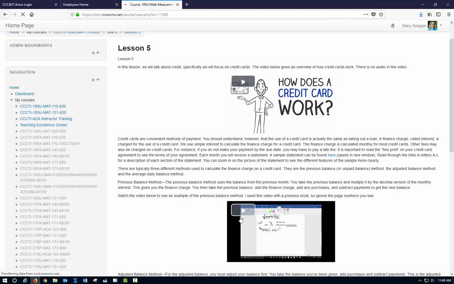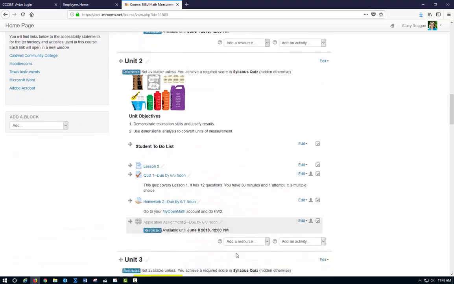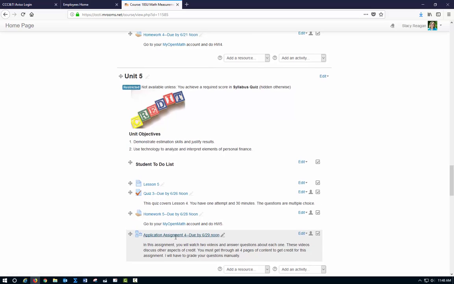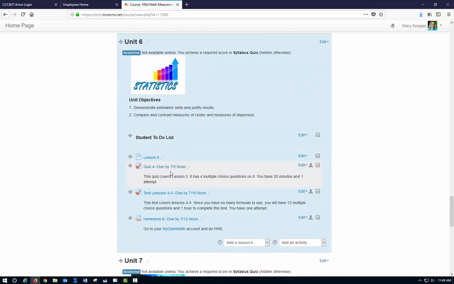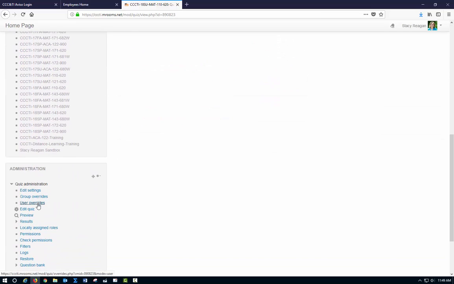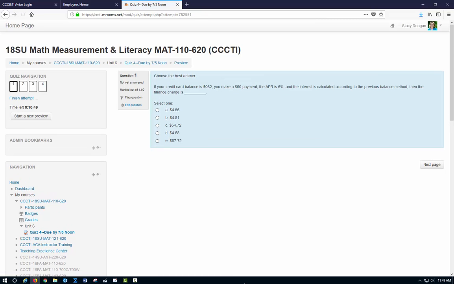When I look at the quiz, if I go down here and look at my quiz, let's look from my view. So quiz 4, if I go over here and I preview it just so you guys can see what it should have looked like. Let's start at the beginning. This one says choose the best answer.